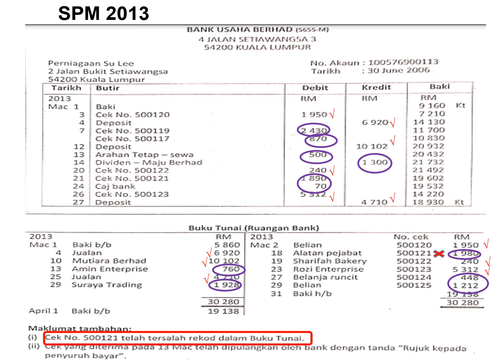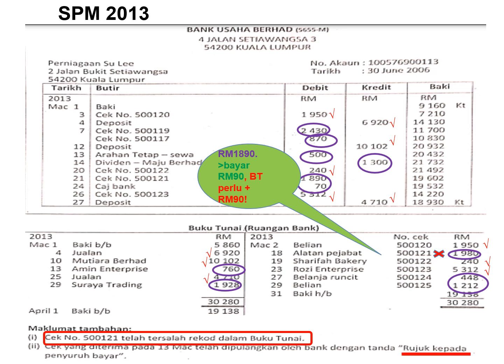Okay, it's wrong in the buku tunai. So this is a wrong figure. You have already made an overpayment. It's supposed to be 1890. Okay, bayar lebih, bayar RM90. So buku tunai perlu tambah dengan RM90. So 你要加回去. You need to add back the 90.